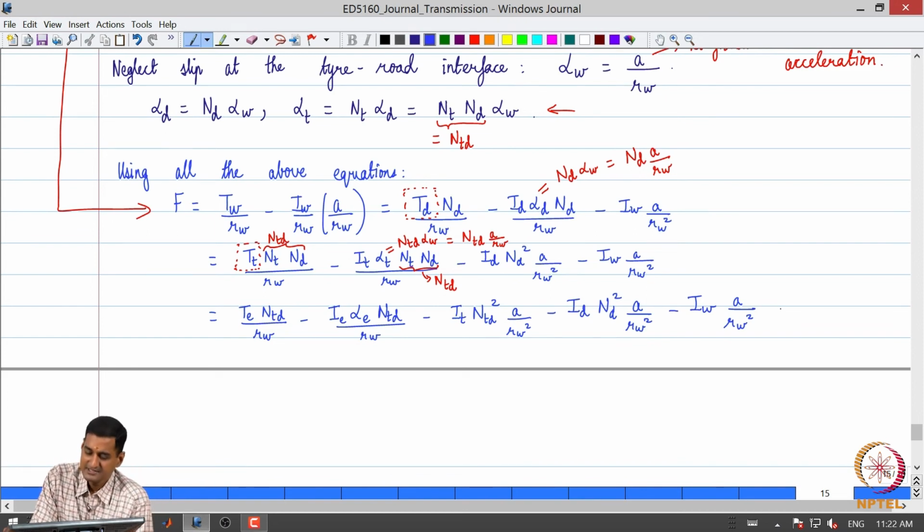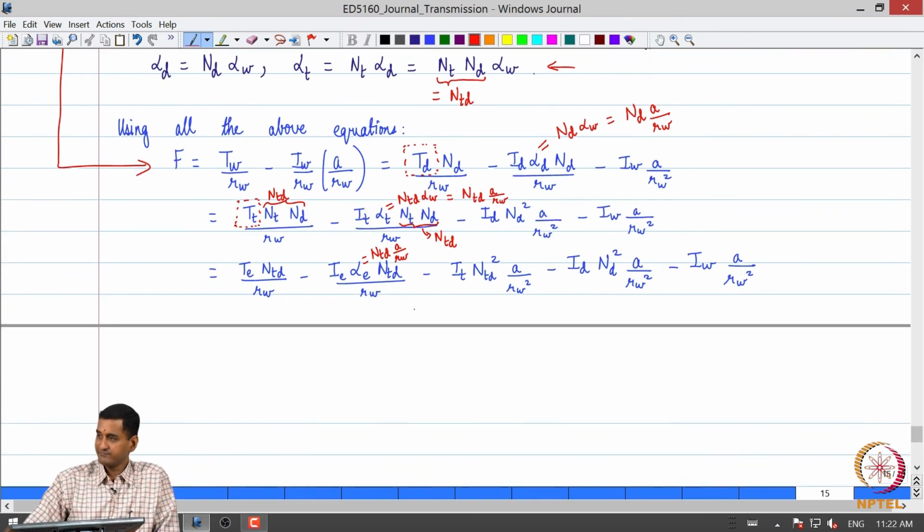So, that is it. So, now we just need to eliminate alpha e. So, when the flywheel and the clutch rotate as one unit, we just discussed alpha e is going to become equal to alpha t, and what did we just simplify for alpha t is going to be Ntd times A divided by Rw. So, that is something which we have already done, right.